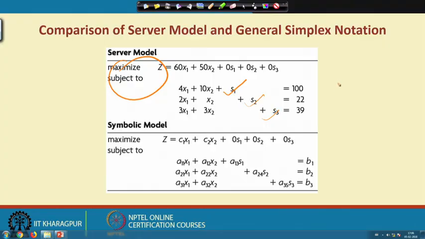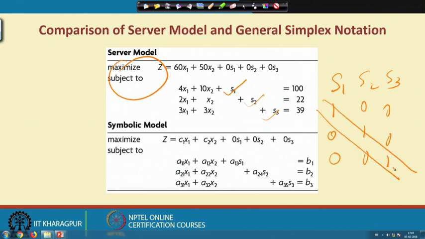So, S1 will be the first component of the unit matrix, S2 the second component, and S3 the third component of the unit matrix. That means, technically the structure will be S1, S2 and S3, which is like this: 1 0 0, 0 1 0 and 0 0 1, where all the diagonal elements will be uniquely established.